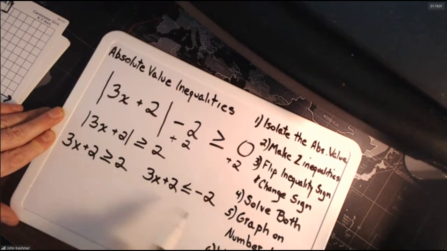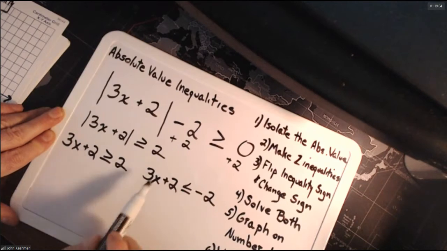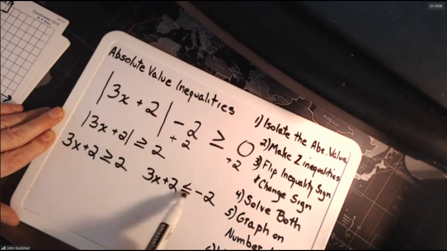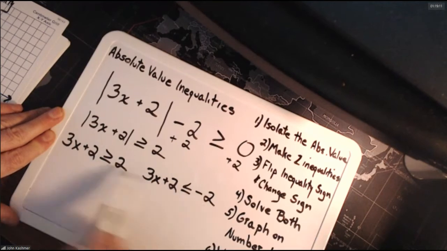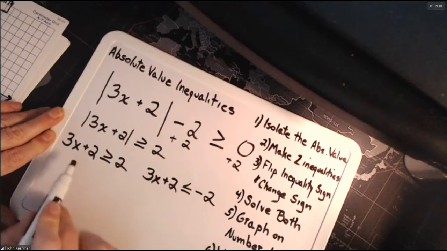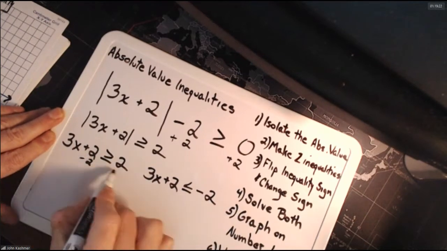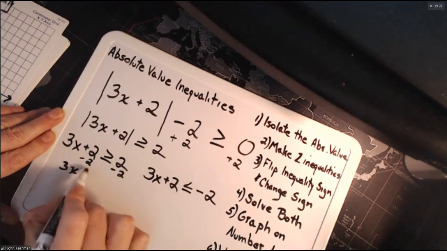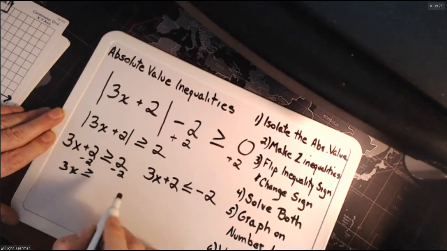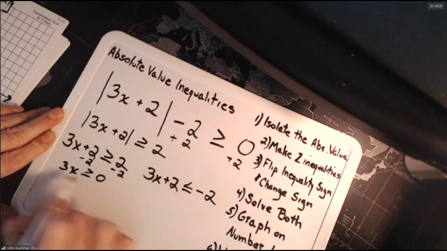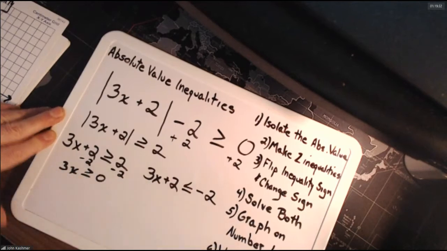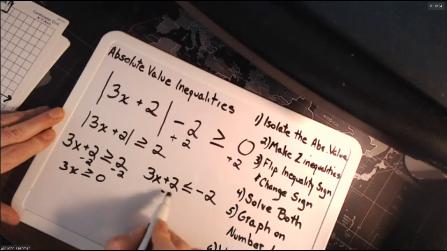So we did 2 very important things here. First, we had to flip the inequality in the second equation. And whatever followed the inequality, we had to change the sign. So if it was negative, it would become positive. In this case, it was positive, so it became negative. Now you can just go ahead and solve both equations as you normally would. So you could subtract 2 from both sides. So 3x is greater than or equal to 0. So same thing over here. You would just go ahead and solve.